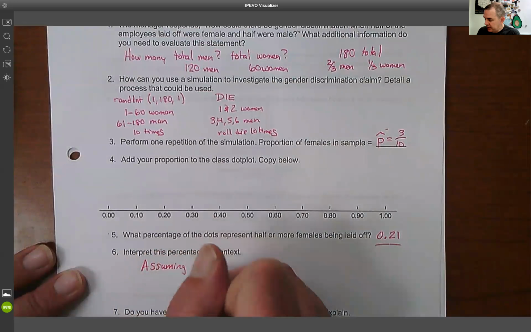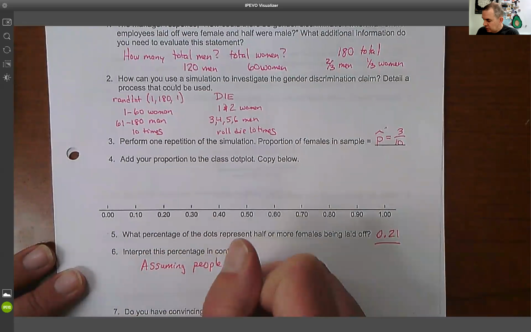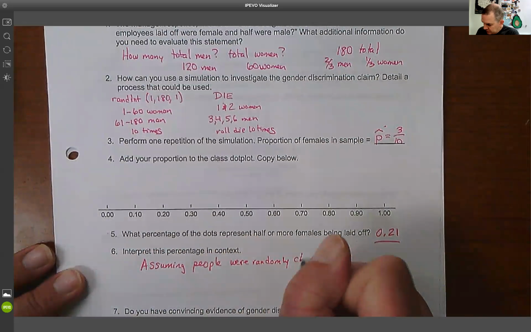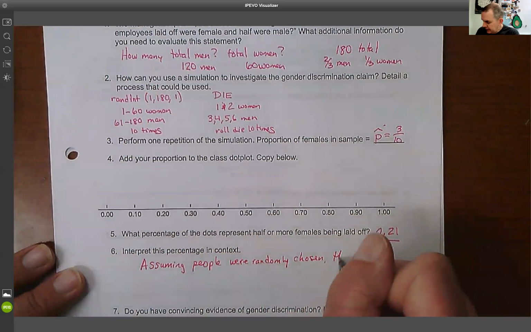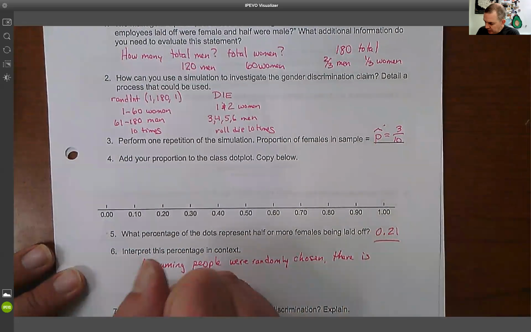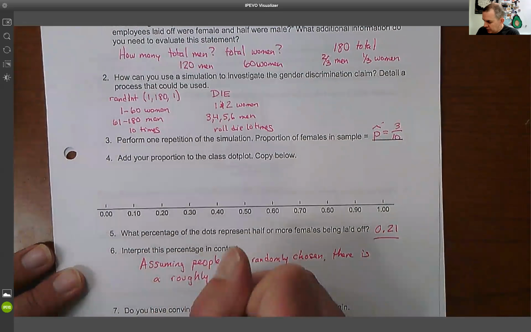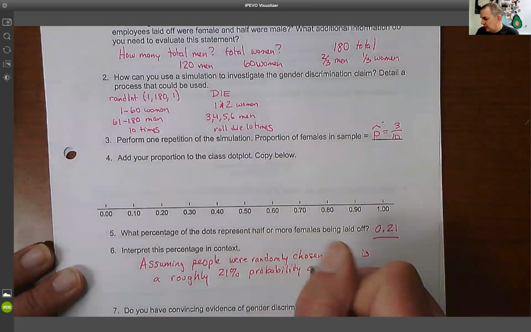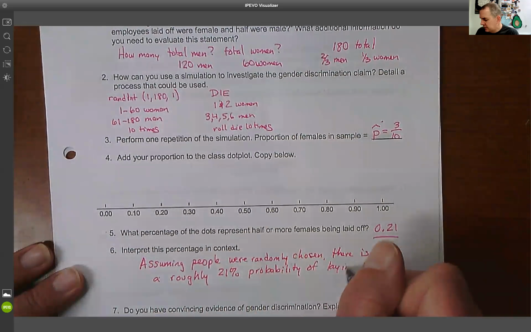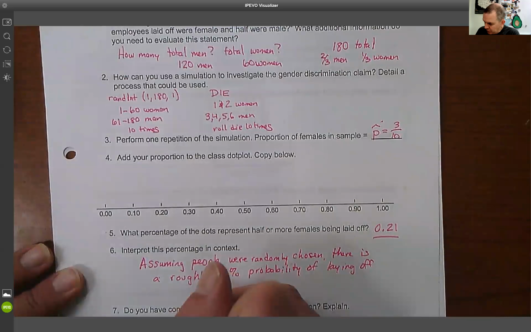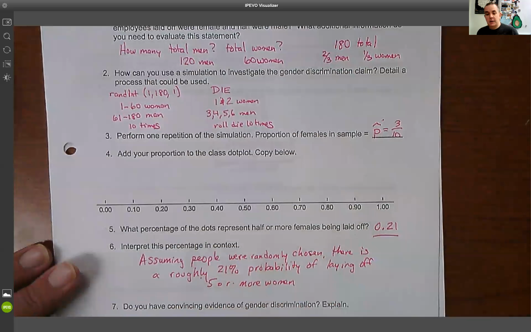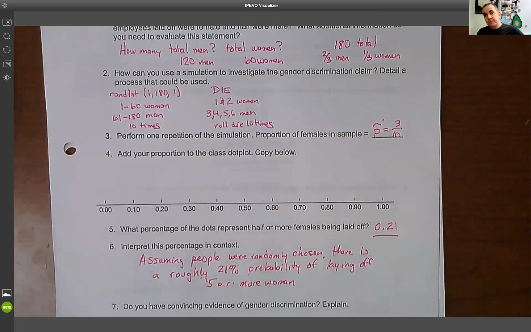So what we're saying is, assuming people were randomly chosen, there is a roughly 21% probability of laying off 5 or more women. So in this case, while there was twice as many men as there were women, even though we did 50-50, it's not a significant result.